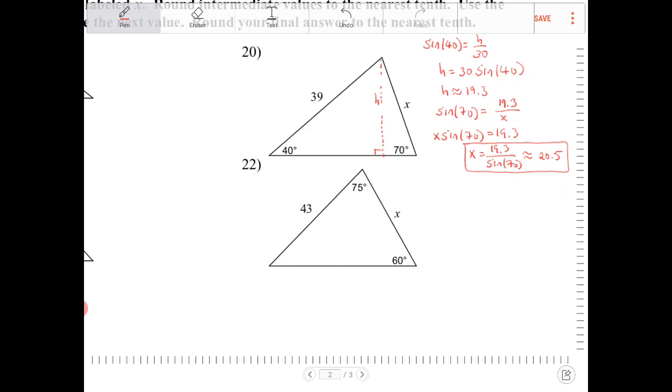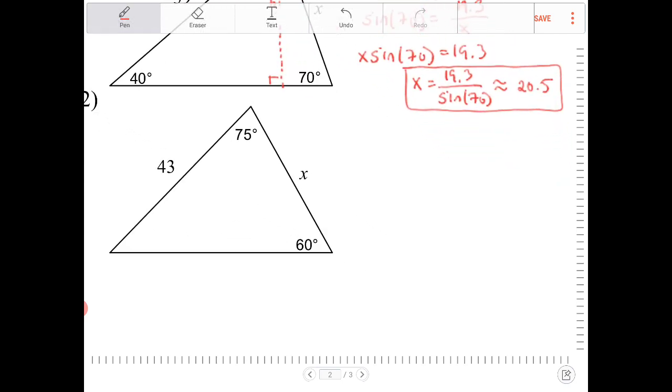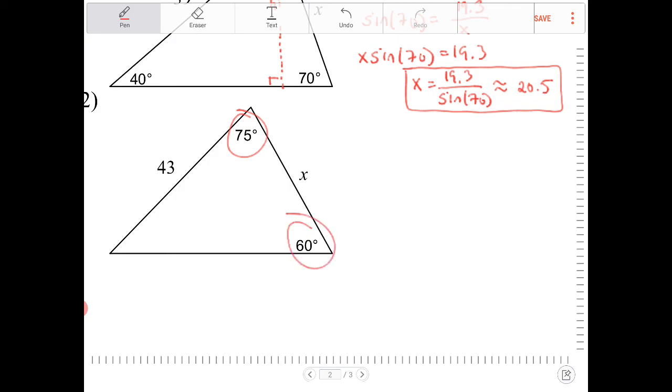Okay? And we're going to do that one more time. So here we need to solve for x. And it's really similar. Even though we're given these two angles over here, right? We can figure out what that third angle is because we know that the sum of the angles inside of a triangle is 180. So what would that be? 45, right? Because 45 plus 75 is 120. And 120 plus 60 is 180.